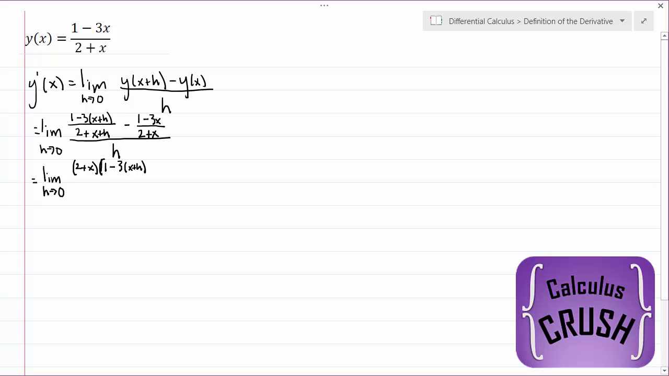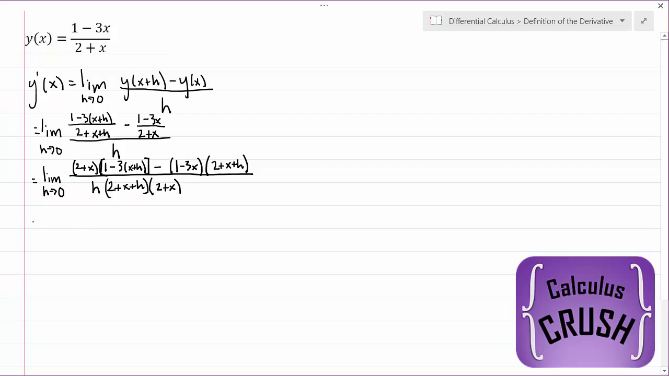I'm going to use big brackets because I've got small brackets in here already. Minus (1 minus 3x) times (2 plus x plus h). And this whole thing is divided by (2 plus x plus h) times (2 plus x). And this whole thing is divided by h, so we can just write the h right here.